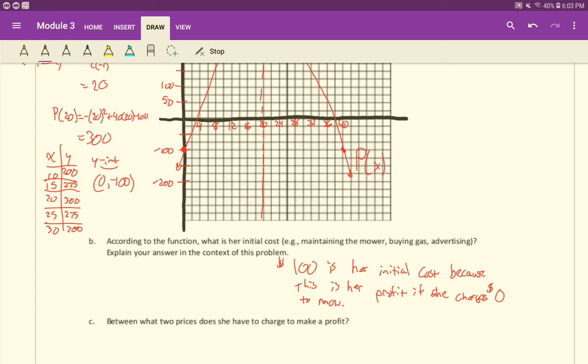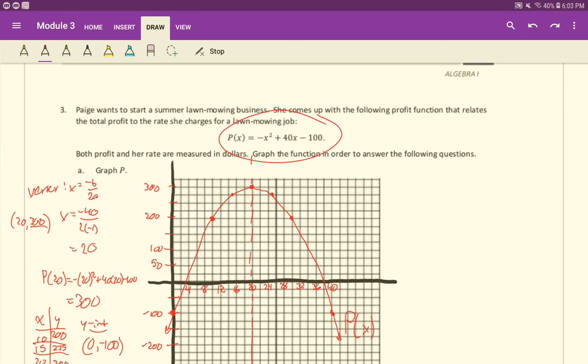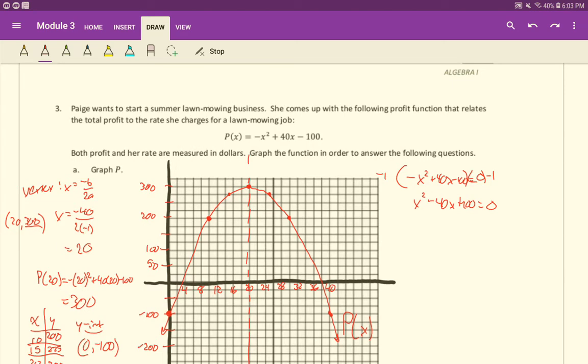Between what two prices does she have to charge to make a profit? So in other words, where is she making a profit, right? It's when she's above 0. So we need to figure out those x-intercepts here, which we'll get by setting this equal to 0. I'm going to divide everything by negative 1, so we'll get x squared minus 40x plus 100, or you can just think about multiplying everything by negative 1. Still equal to 0 there. Can you think of two numbers that multiply to 100 but add to make negative 40? The answer is I don't think so. I don't think it factors.